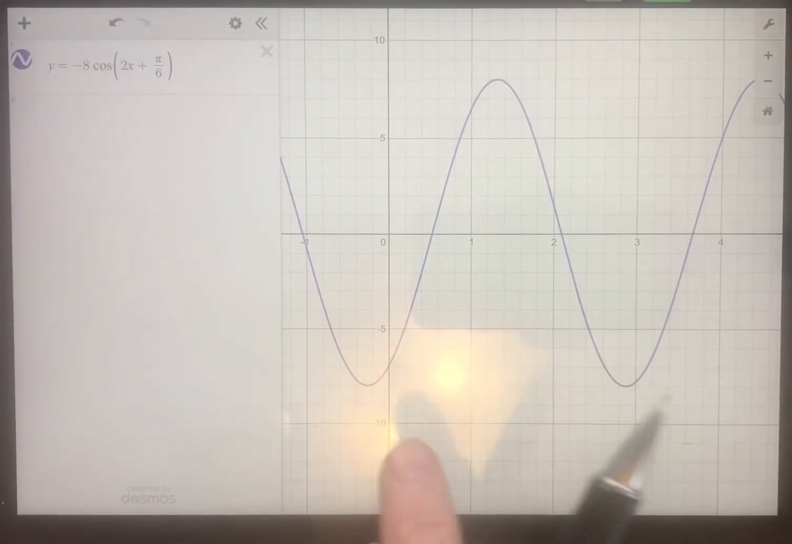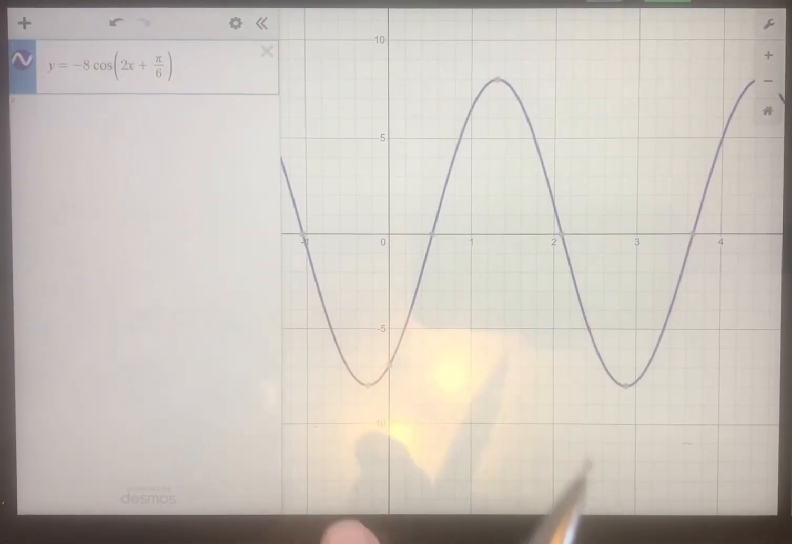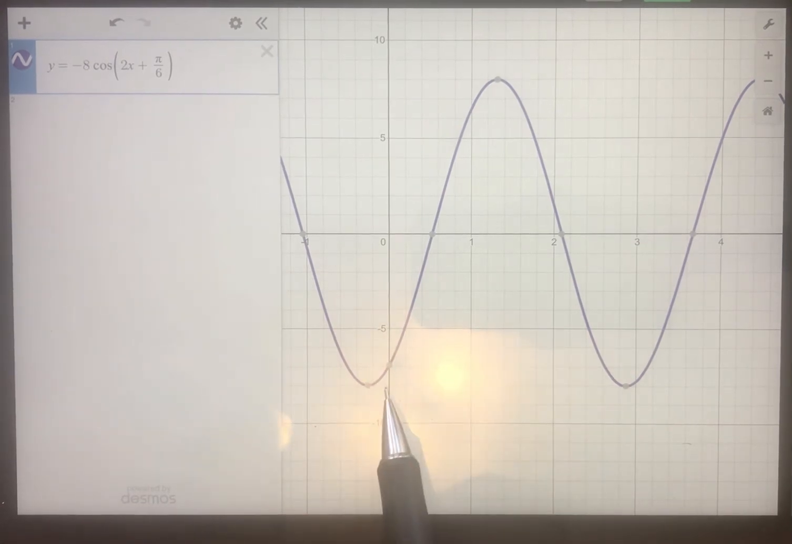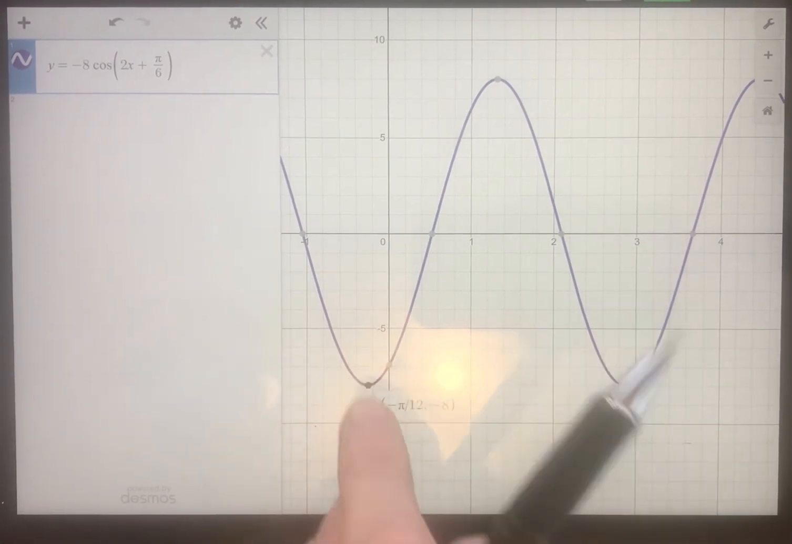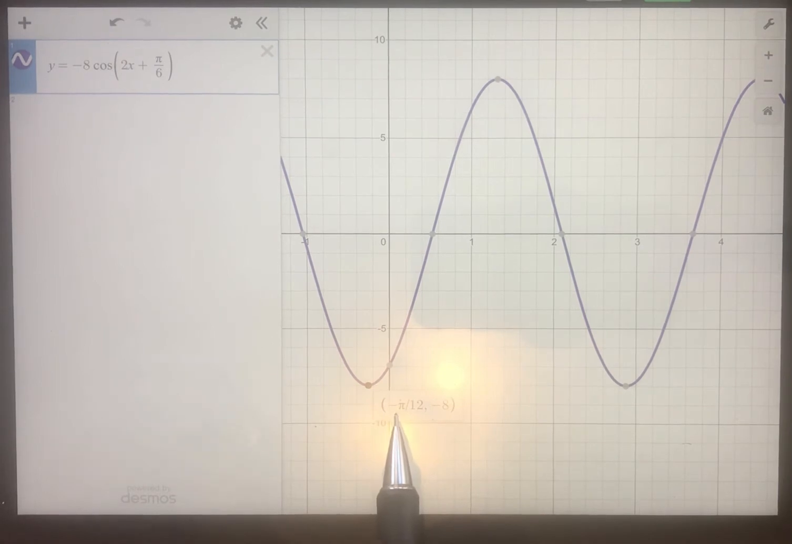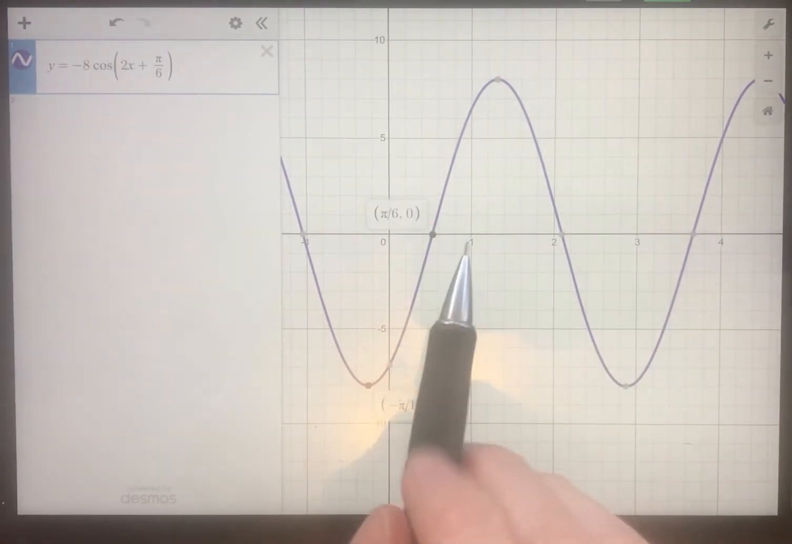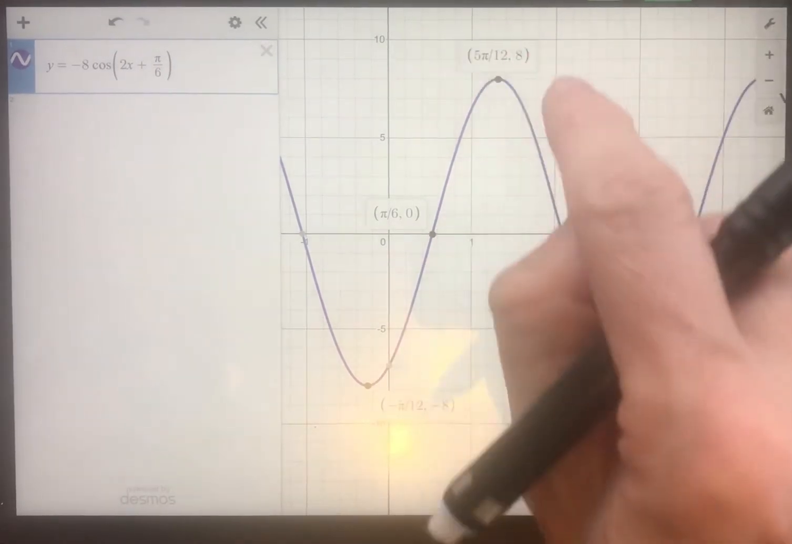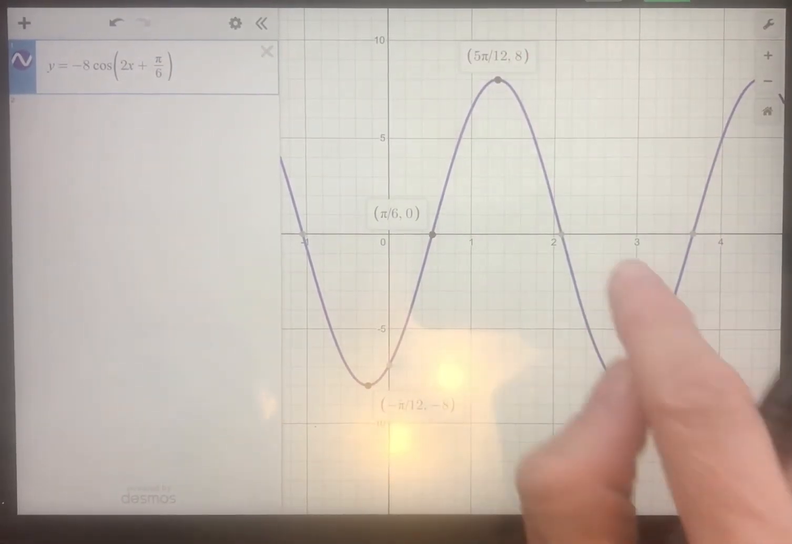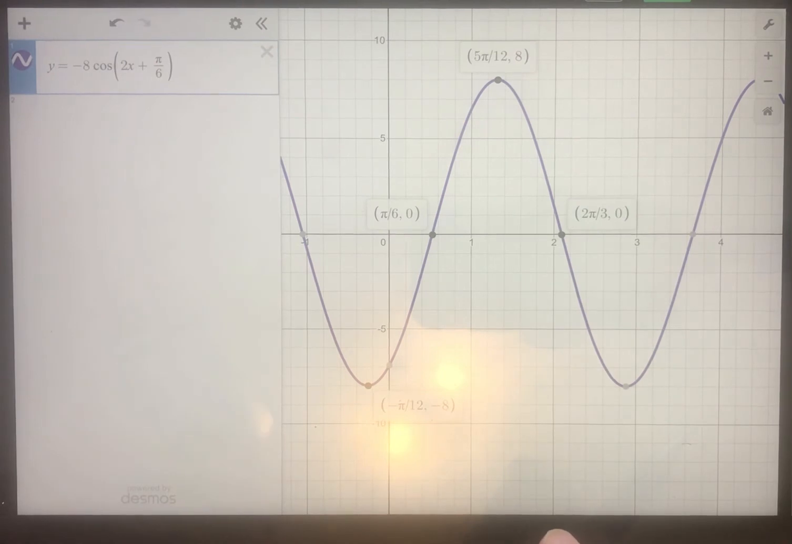remember the cosine, so here is, we shifted, we displaced back. Let's see if we got it right. We did. We went back pi over 12, and we started at -8. And then here we're at pi over 6, 0. Here we're at 5 pi over 12. Here we're at 2 pi over 3.